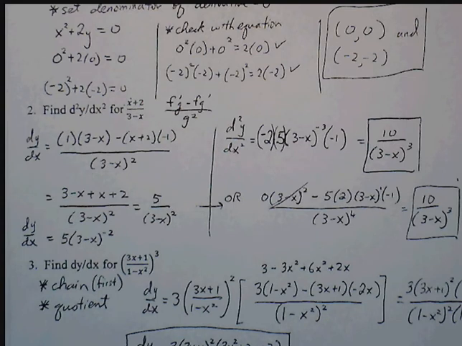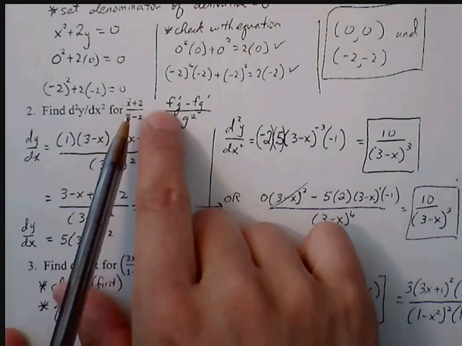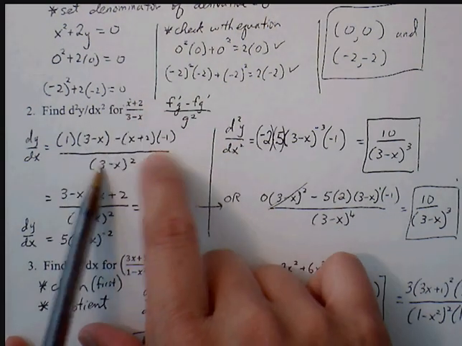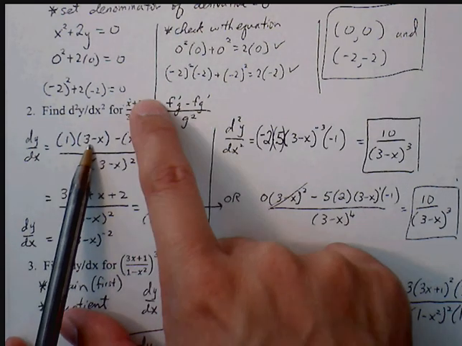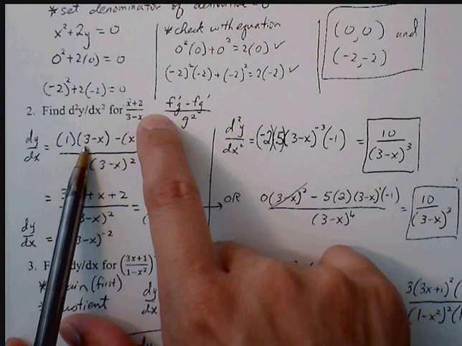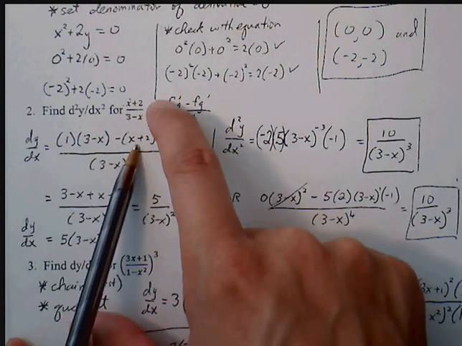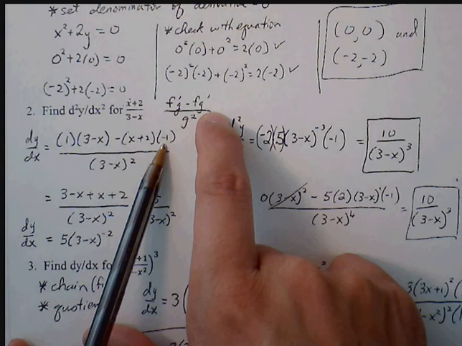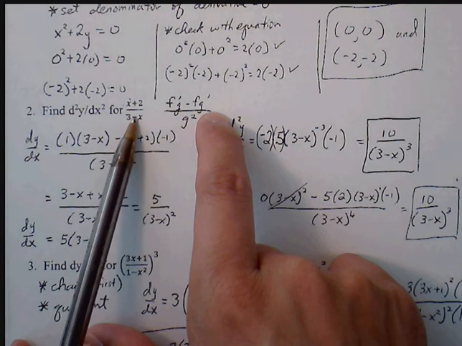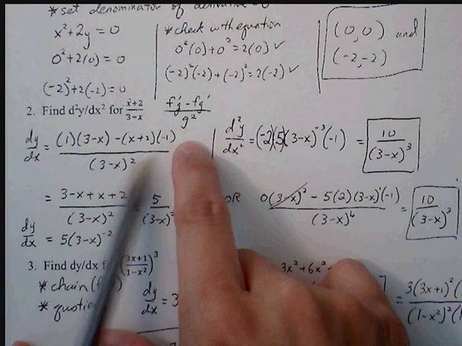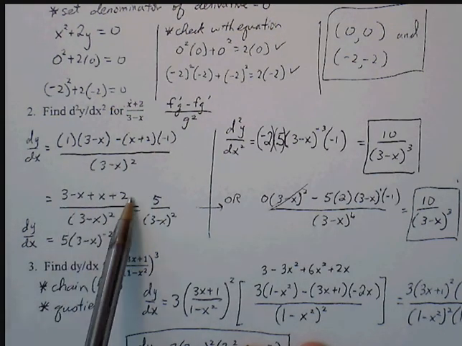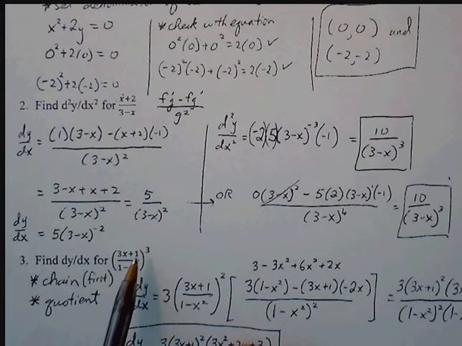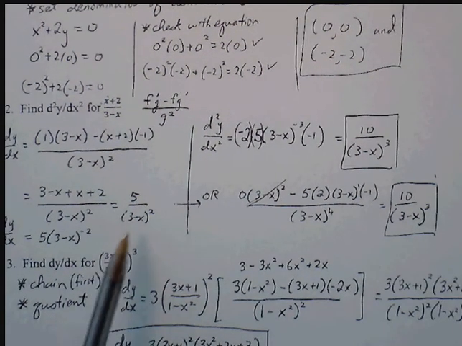So to find the first derivative for x plus 2 over 3 minus x, we can go through quotient rule. So quotient rule is f prime g minus f g prime all over g squared. So f prime times g. So x plus 2's derivative is 1, and we keep the denominator minus the numerator, x plus 2, which is the f, times g prime. So the derivative for 3 minus x, 3 goes to 0, negative x turns into negative 1, all over denominator squared. And if I distribute that through, I'm going to get 3 minus x plus 2, which is 5, over 3 minus x squared.